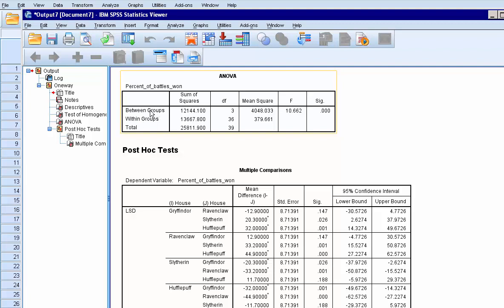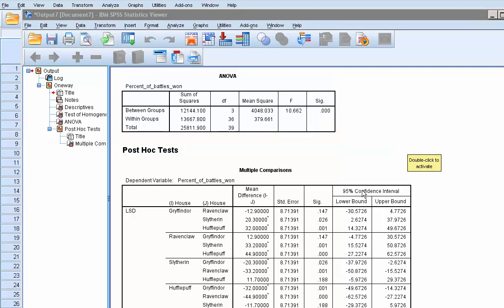So we look up here at our between groups and we check over to see what our significance, what our p-value is. So for our F statistic of 10.662, our p-value is listed here as 0.000, but p-values cannot be 0. This is just rounded because SPSS has to make a cutoff, so 3 decimal places here is the cutoff. You can actually say that p is less than 0.001 when you see this number. So p is less than 0.001.